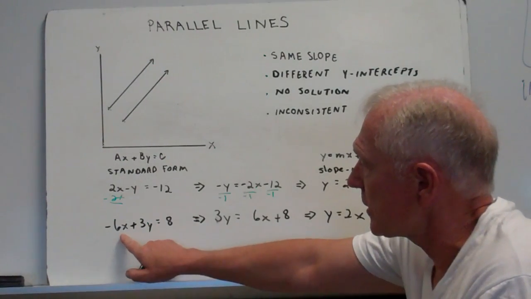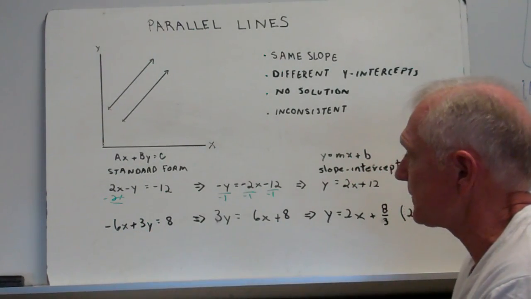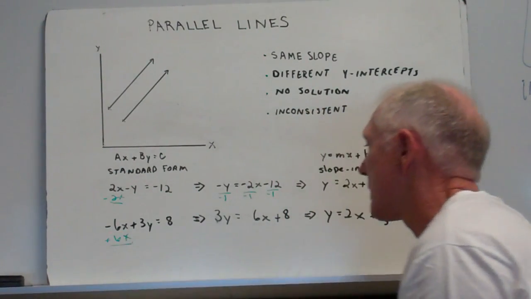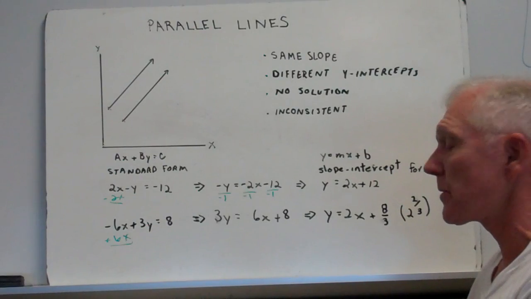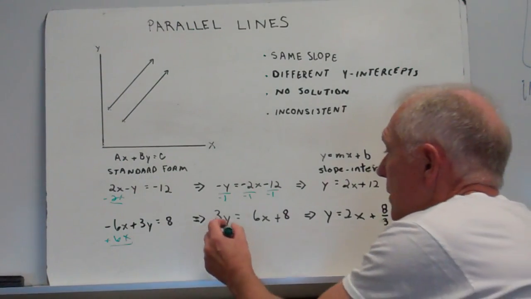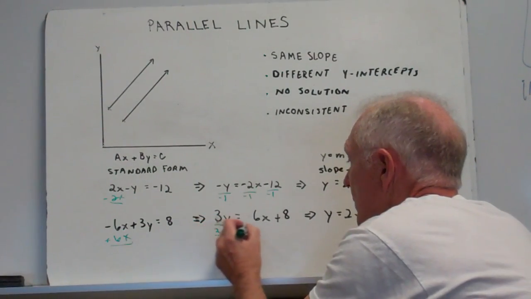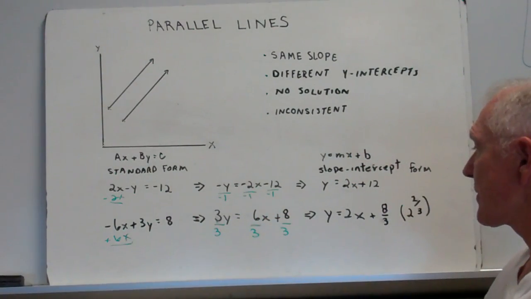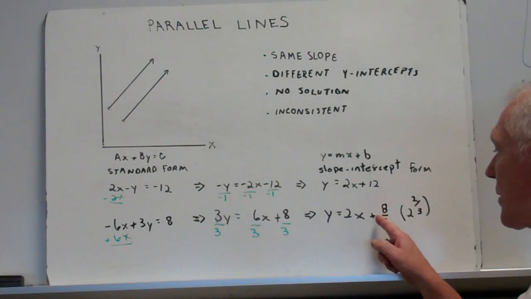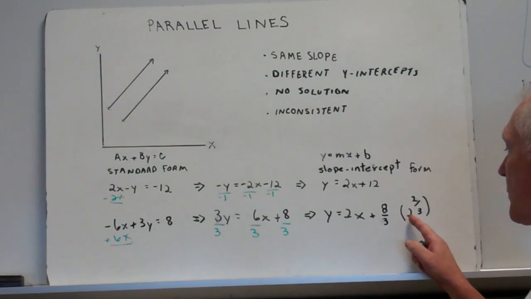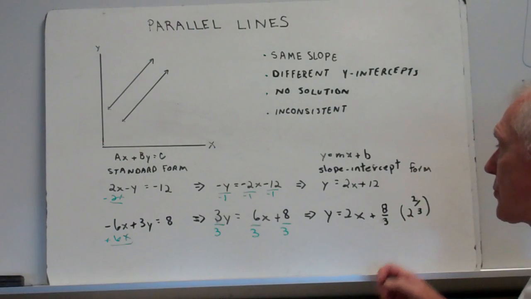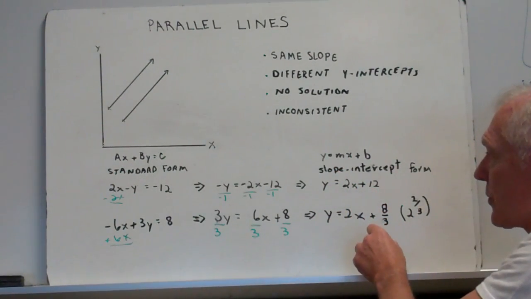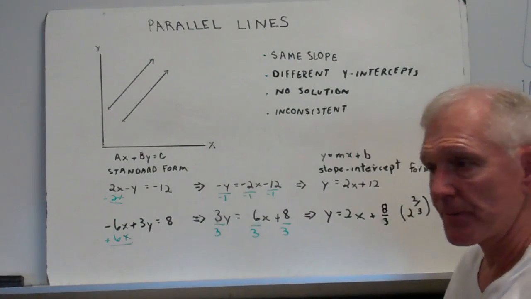My other equation is negative 6x plus 3y equals 8. So I add 6x to both sides, and now I have 3y equals 6x plus 8. Final step is divide both sides by 3. And so in slope-intercept form, this equation is y equals 2x plus 8 over 3, or in mixed number form, 2 2/3. So we can see that we have the same slope on both of these equations and different y-intercepts. They will never intersect.